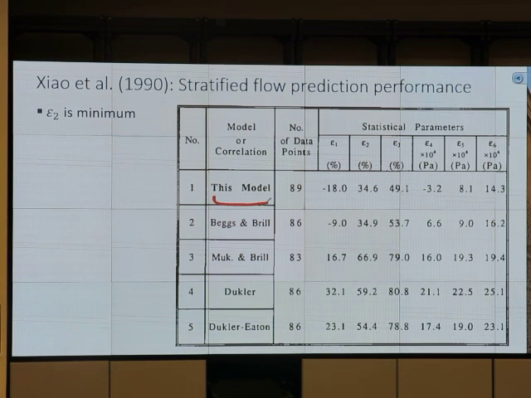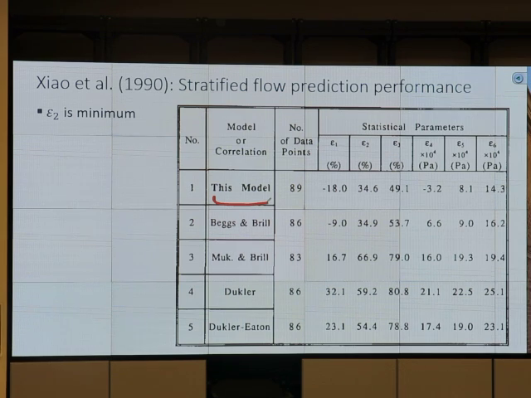So in short, the Xiao et al. model is better than Beck and Brill, McCritchie Brill, original Dukler, and Dukler-Eaton-Flanagan. Some people use Dukler-Eaton-Flanagan. Some people use Beck and Brill, but those are not mechanistic models. They are not based on combined Newton equations with closure relationships. They are more like empirical models.